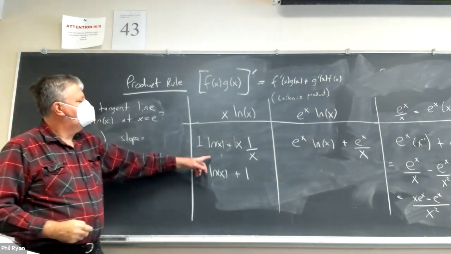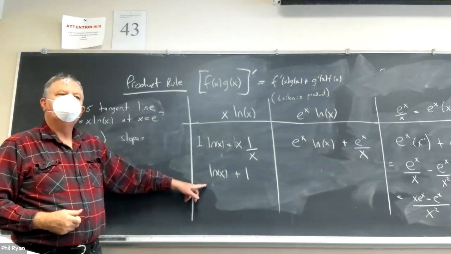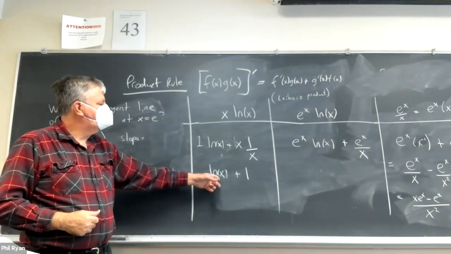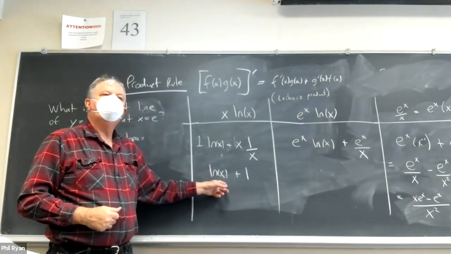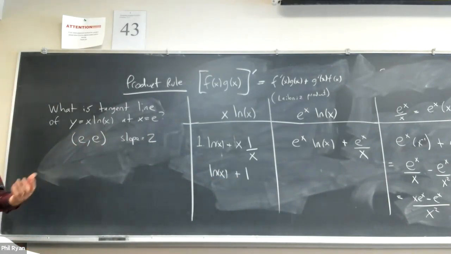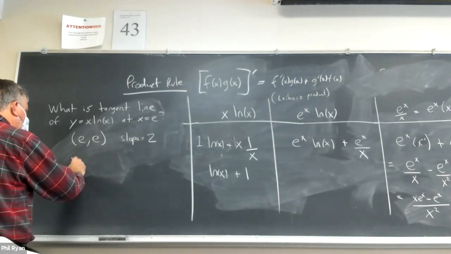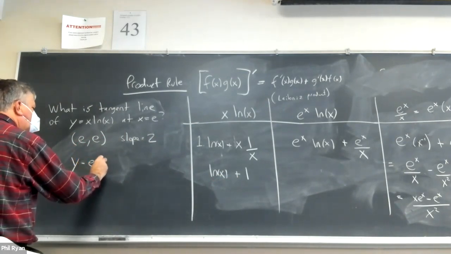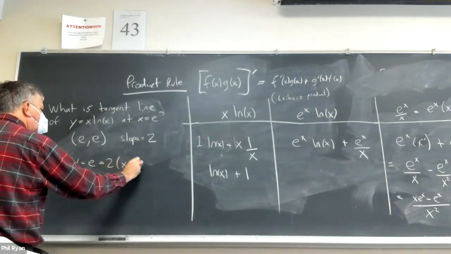Okay, what is the slope? Well, luckily we've just figured out what it is over here. The slope is ln of e plus 1. ln of e is 1, so the slope is 2. Now that we know the point and the slope, we can put in the point slope formula, so we've got y minus e equals 2 times x minus e.